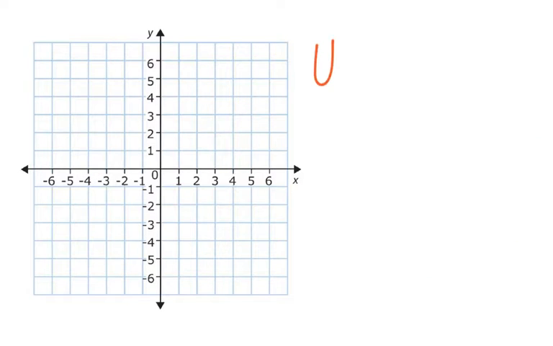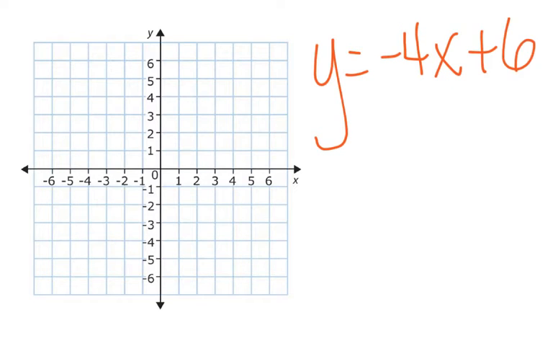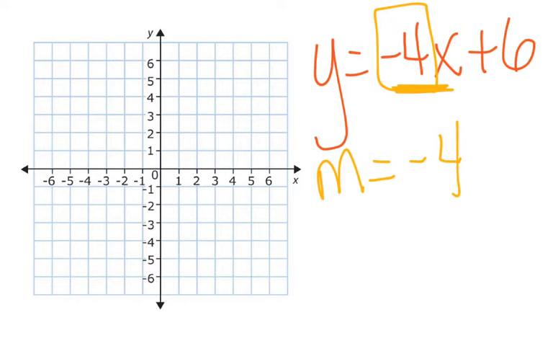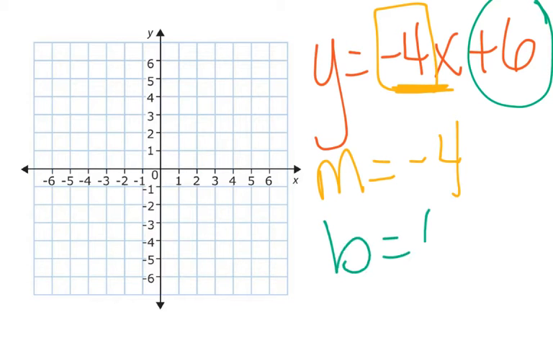Okay, the last example. Y equals -4x plus 6. We're back to this. Our number in front of our x right here is our slope. The number by itself right here is the y-intercept. So we're going to go to 6 on the y-axis.